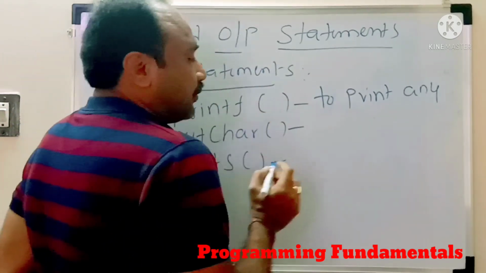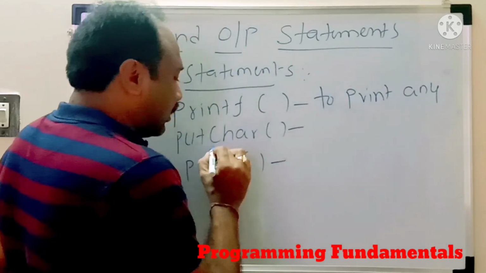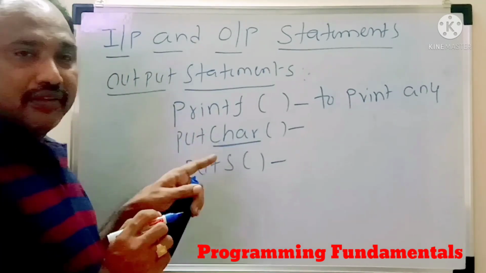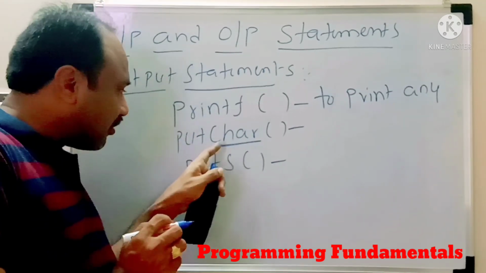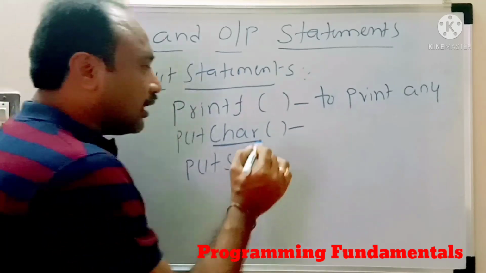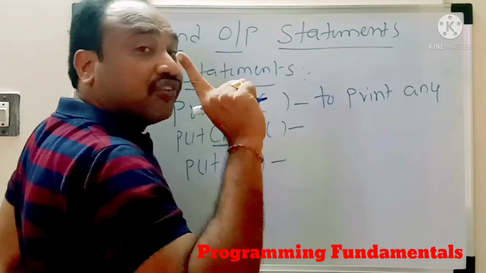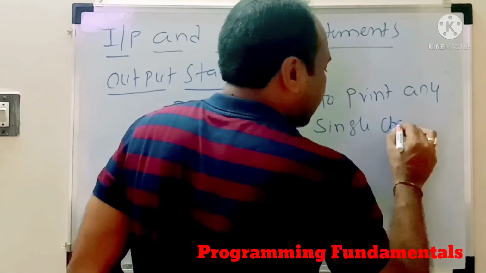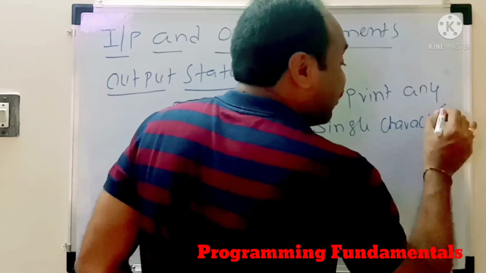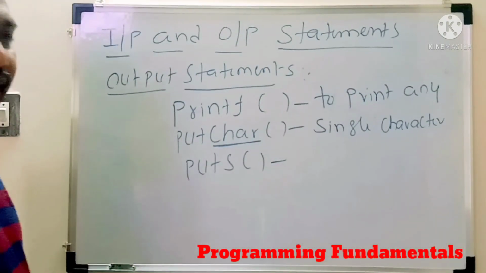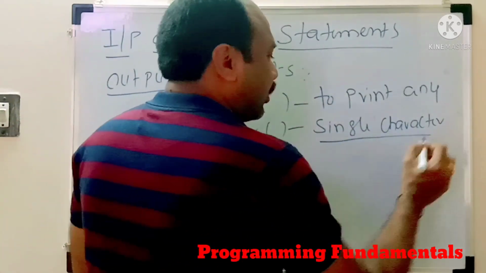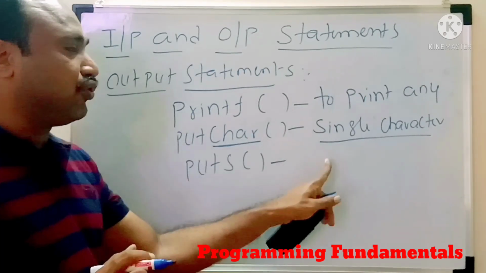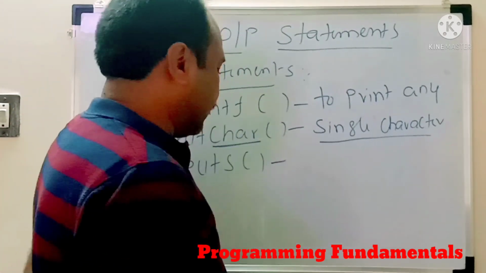Next one is putchar. Here there is a word called char. Please identify that word in the terminology. It means it can print only a character. How many characters? A single character. It is used to print a single character. Character here does not mean behavior; it means an alphabet. In our programming terminology, normally when you talk about character you think of behavior, but it is not that character. It is used to display a single alphabet.